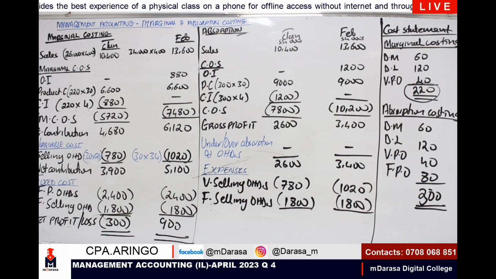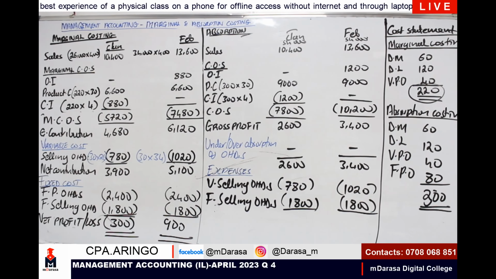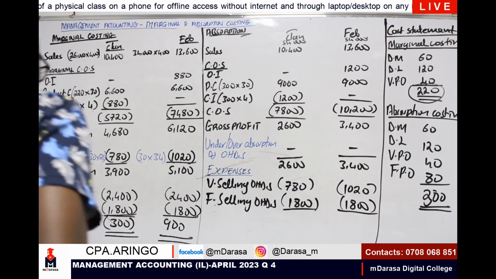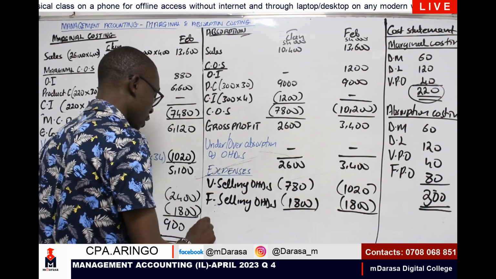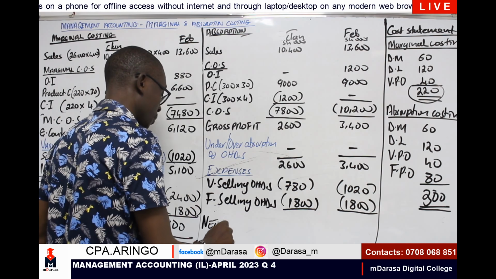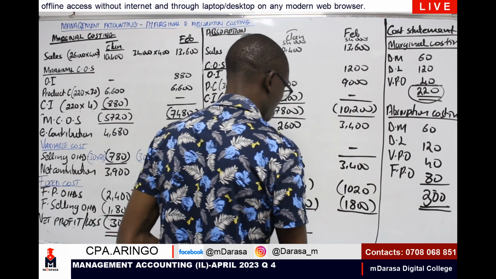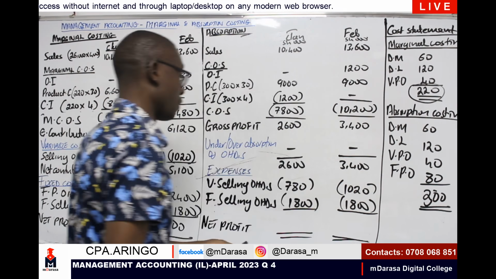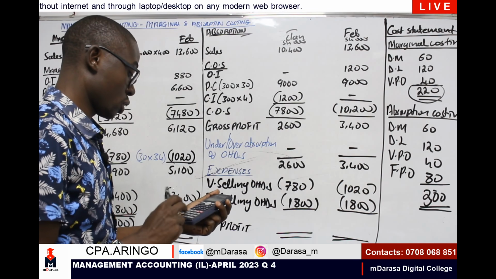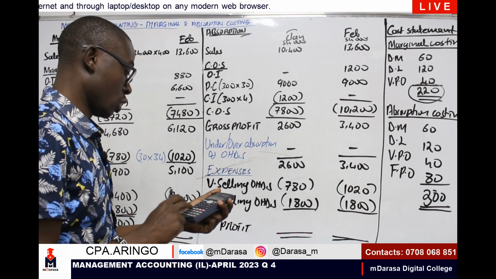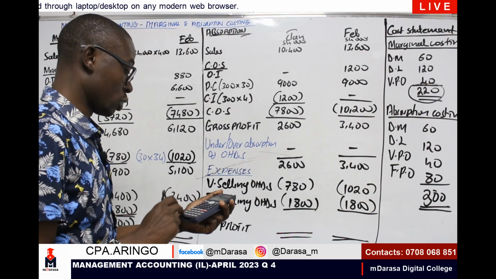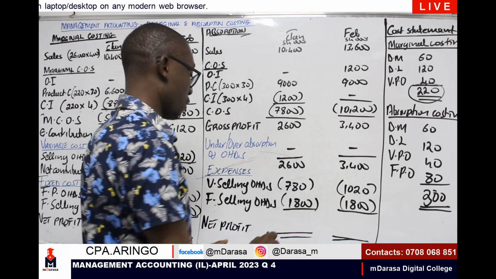Great. So once we have that, therefore my profit will be our net profit here. I should be having 2.6 minus 780 minus 1.8. So therefore I'm having 20.